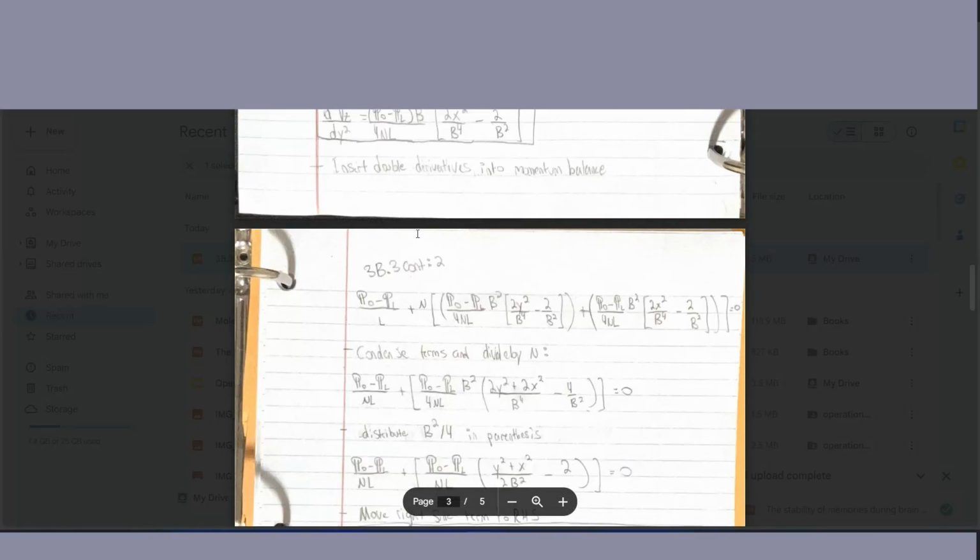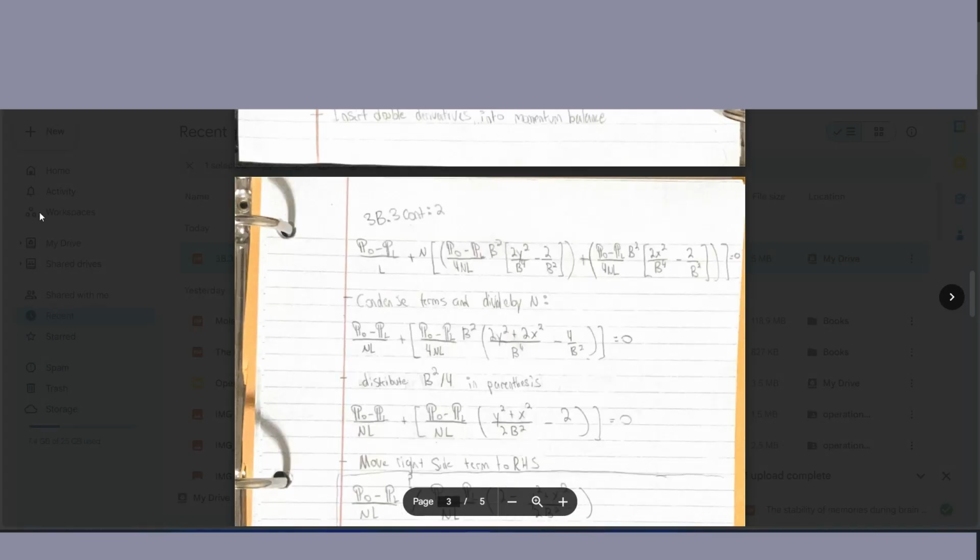Yeah, so doing that, condense terms and divide by viscosity. So I think here, what do I do? Yeah, I just put these two terms together, and I put them all under one pressure conglomerate term, basically.